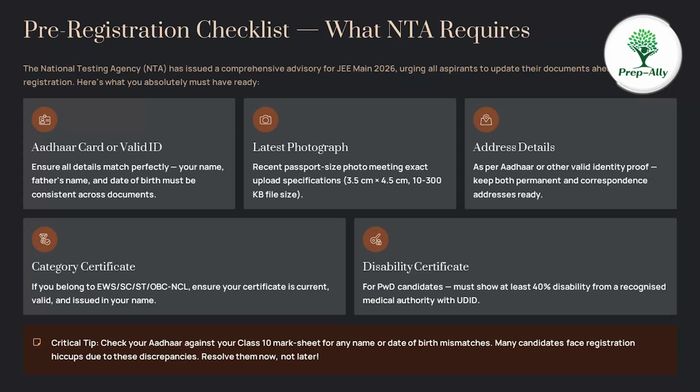Now coming to the category certificate. We are going to talk about this in detail, because there are many different categories: EWS, the Economically Weaker Section, SC, ST, OBC-NCL. We'll see those things in detail, about the certificates, and also about disability certificates.